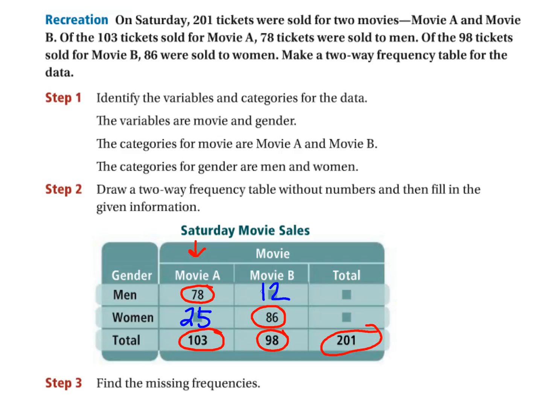Now we can answer the rows. The total number of men then will be a total of 90. And then there are two ways of figuring out the number of women. We could either add up the totals for movie A and movie B to get that total, or we can take 201 and subtract that 90 and get a total of 111.